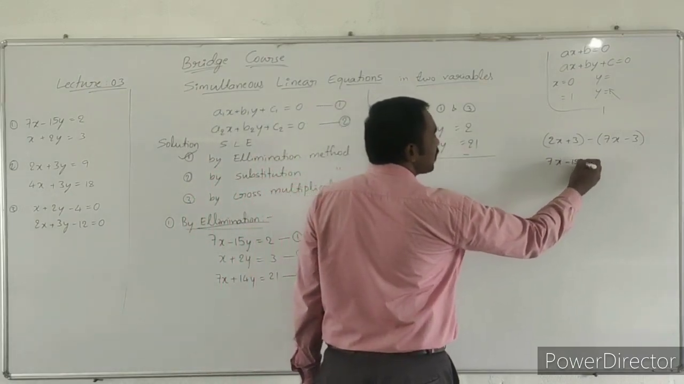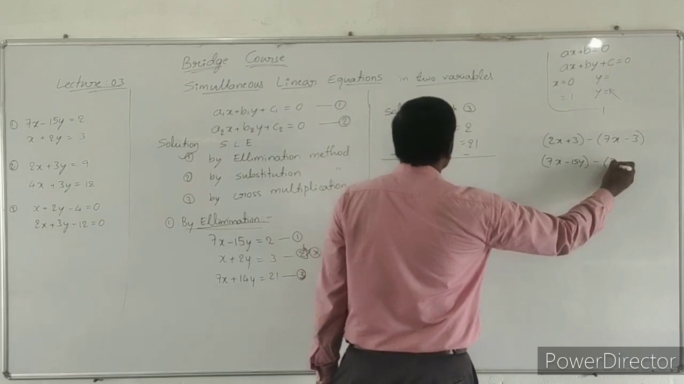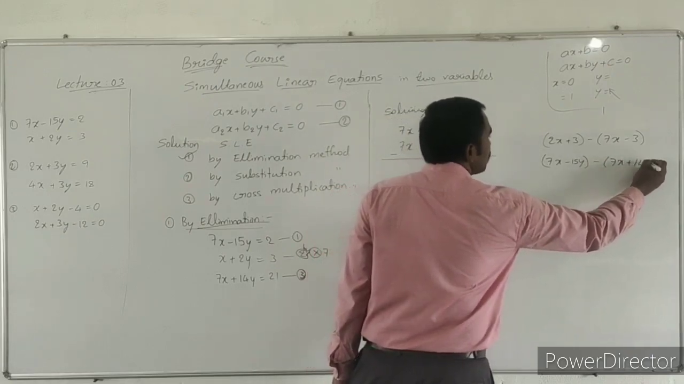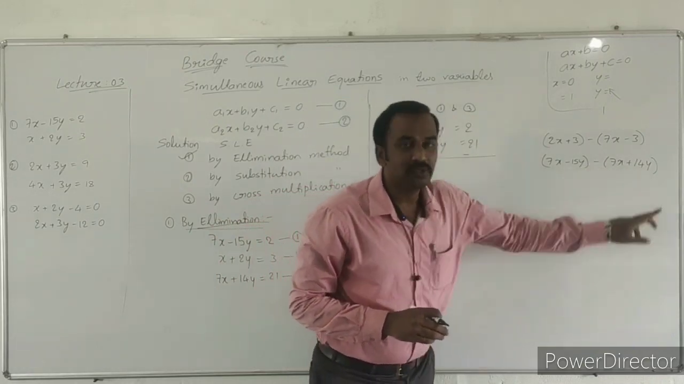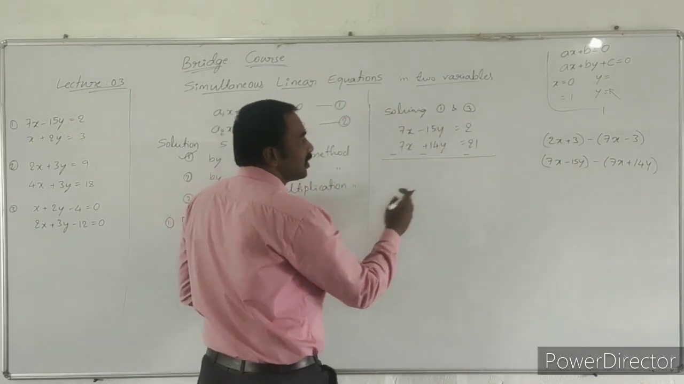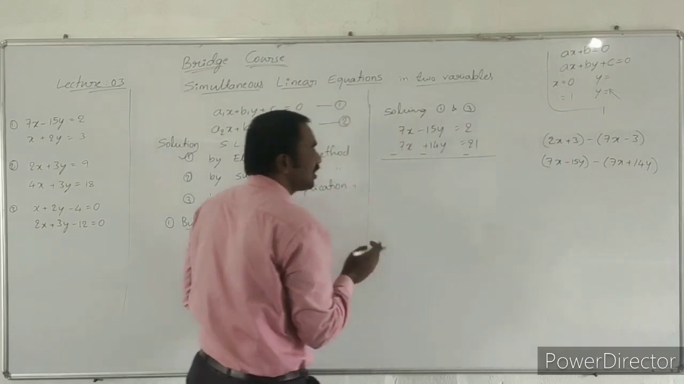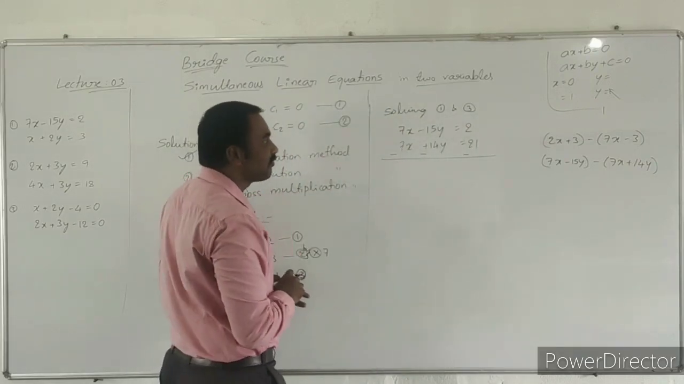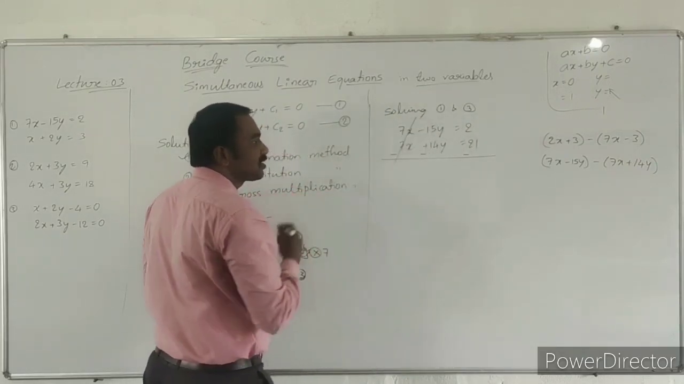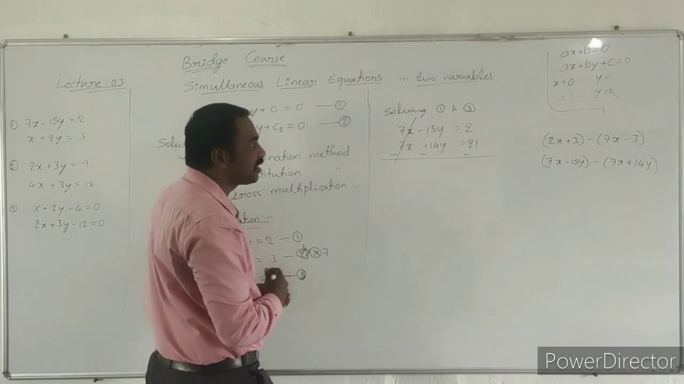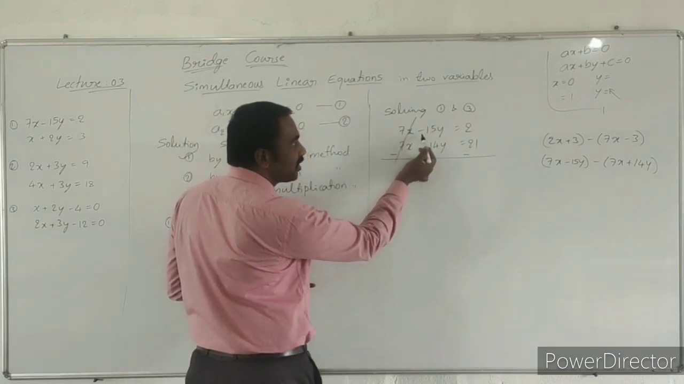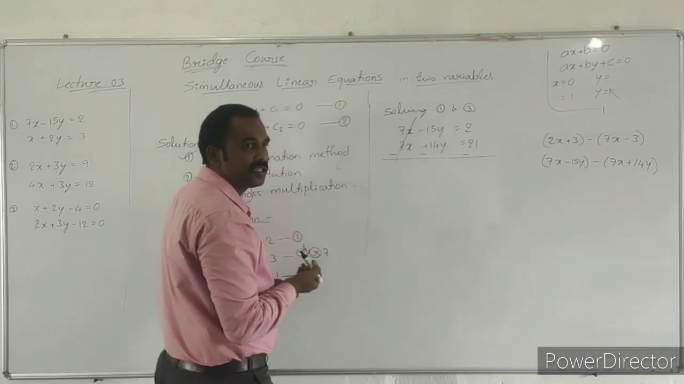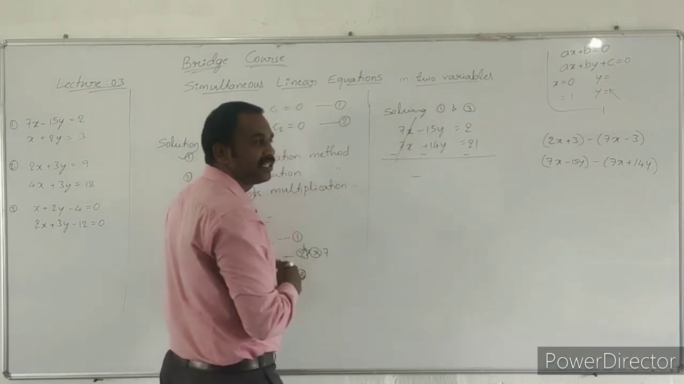So 7x minus 15y minus 7x plus 14y, which means I need to multiply minus into these two terms. So here 7x will cancel. Here plus 7x minus 7x will cancel. Now consider this sign, don't take the plus sign: minus 15y minus 14y. Both have the same sign.